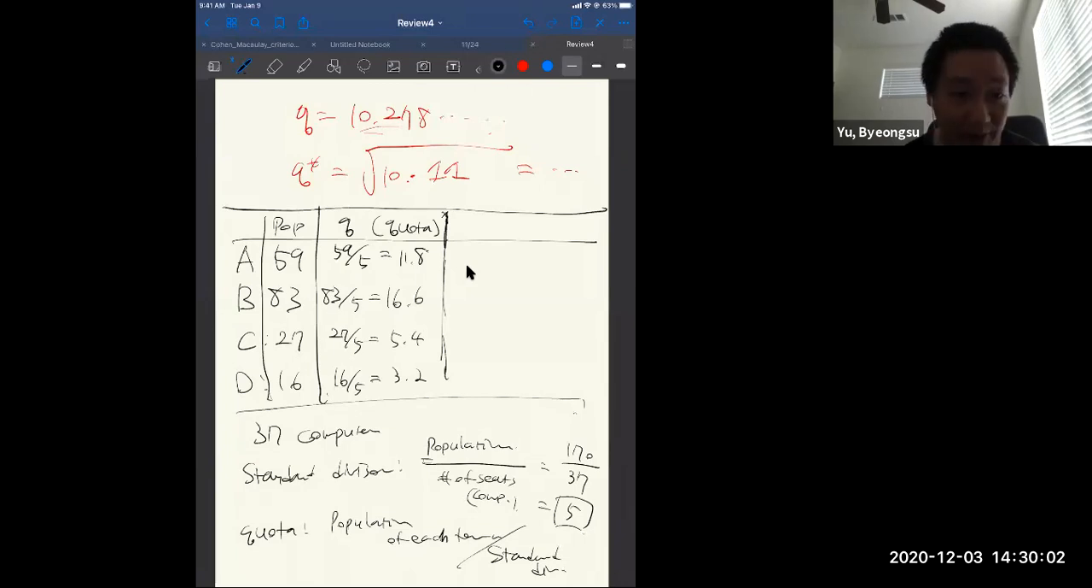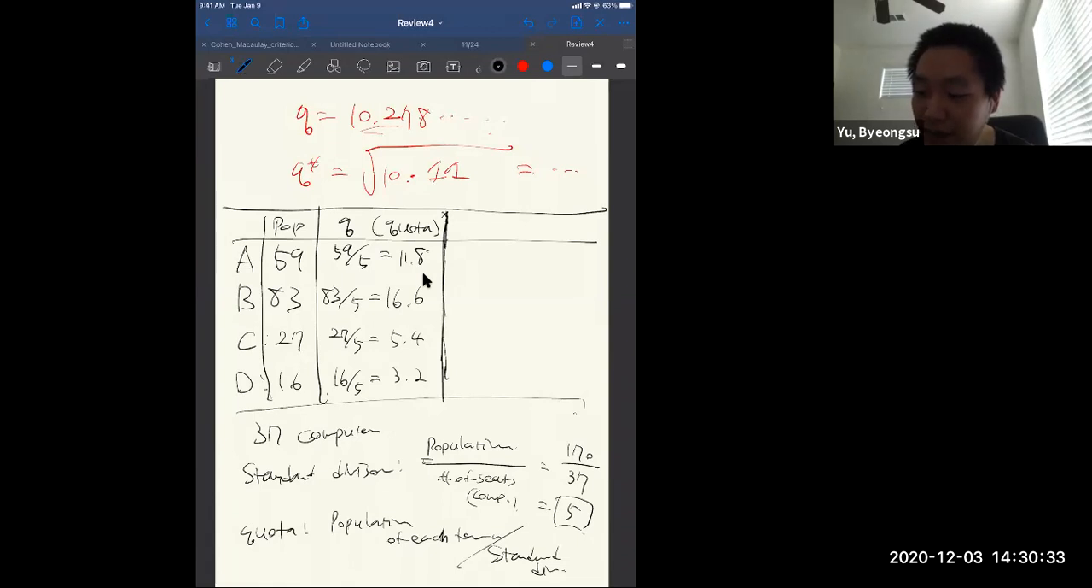So that's the basic calculation for every method. Do you have any question on calculating the quota and standard divisor? Okay, then let's deal with the Hamilton method first.